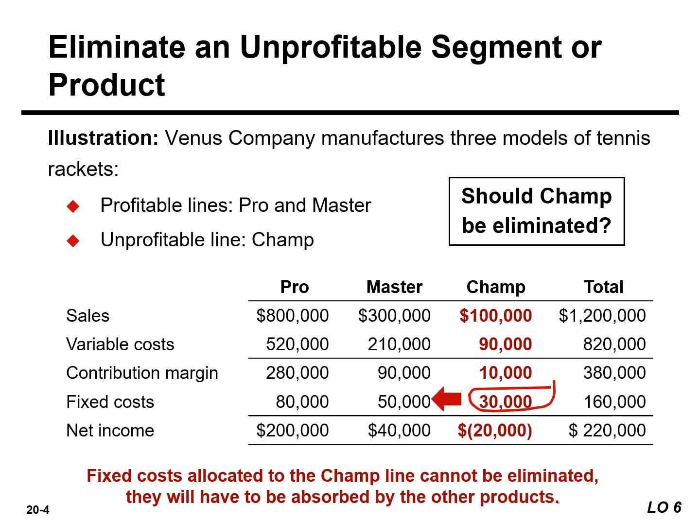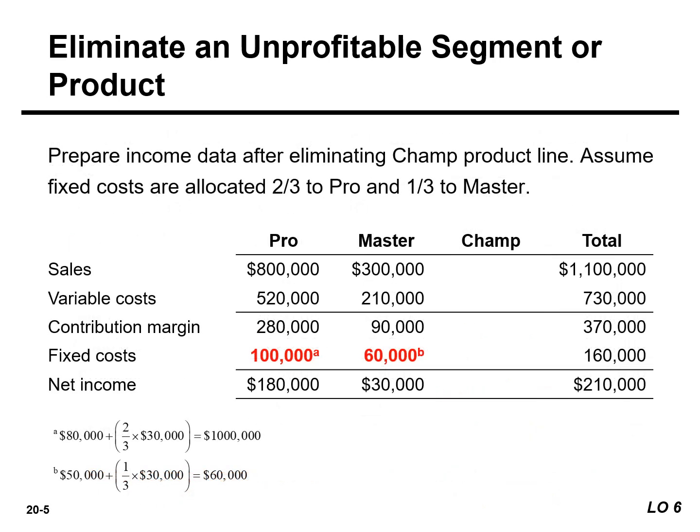The reason is that if the fixed cost allocated to the Champ rackets cannot be eliminated, they will have to be absorbed by the other 2 products. To illustrate, assume that the $30,000 of fixed cost applicable to the unprofitable segment are allocated 2/3 to the Pro model and 1/3 to the Master model. Fixed cost will increase to $100,000 in the Pro line and to $60,000 in the Master line.